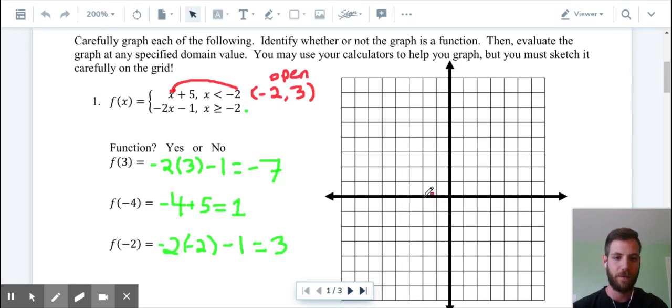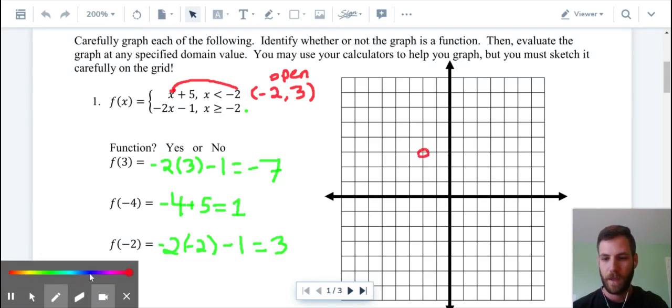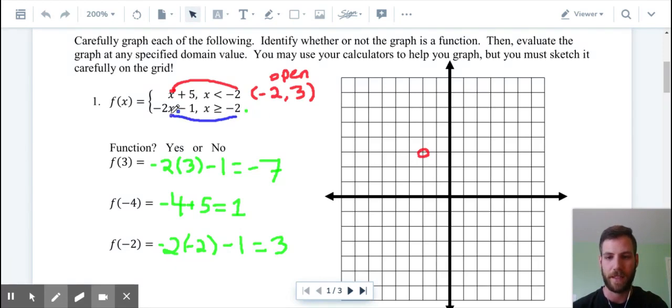So let's go to negative 2 comma 3. And I'm going to draw an open circle right there. Now for my second equation, I'm going to use negative 2 and put that into x. So that would still be at negative 2. And when I put negative 2 in here, we already know from earlier that that is equal to 3. So sometimes this will happen where your open circles and closed circles are on the same point and kind of just working together at that same place.